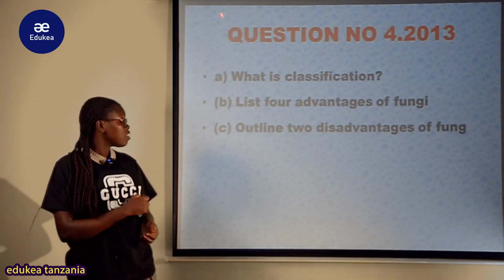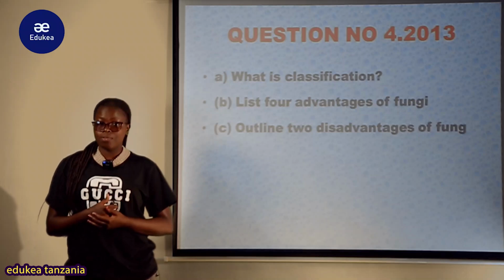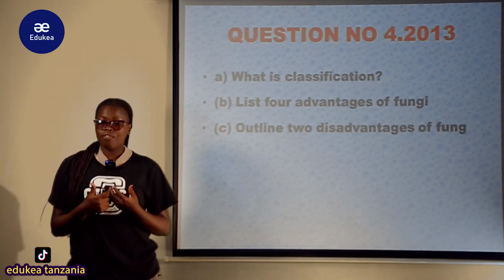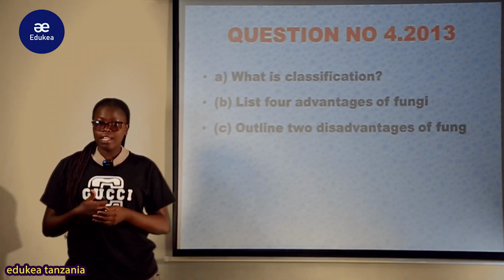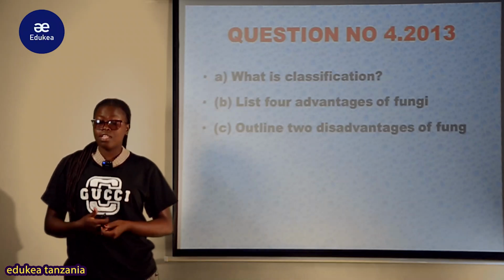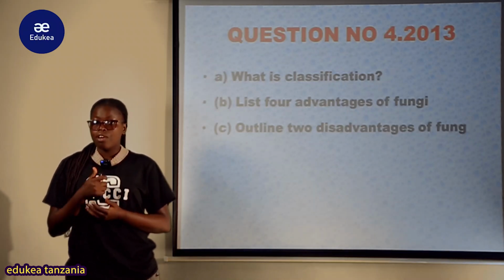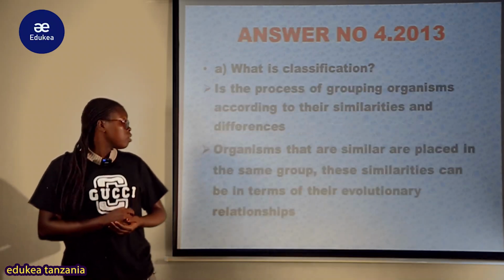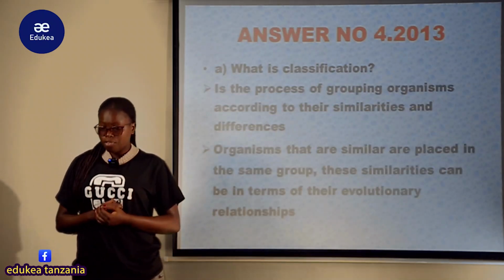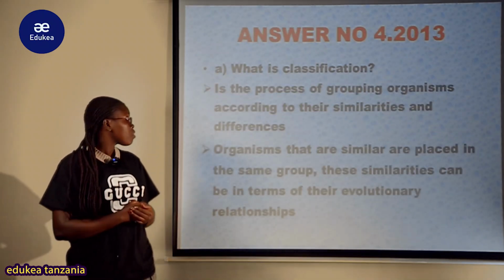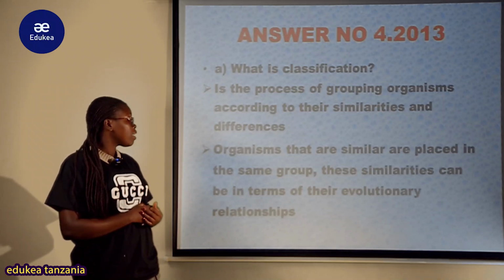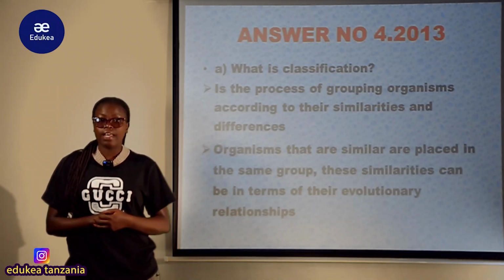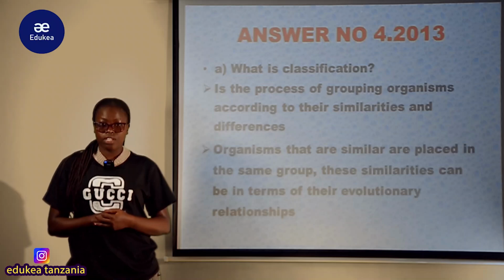So, in order to answer this question, number 4, you need to have a full understanding of the topic of classification of living things for both Form 1 as well as Form 2. Now, welcome to answer our question, starting with question number 4, Roman A. We need you to define the term classification.